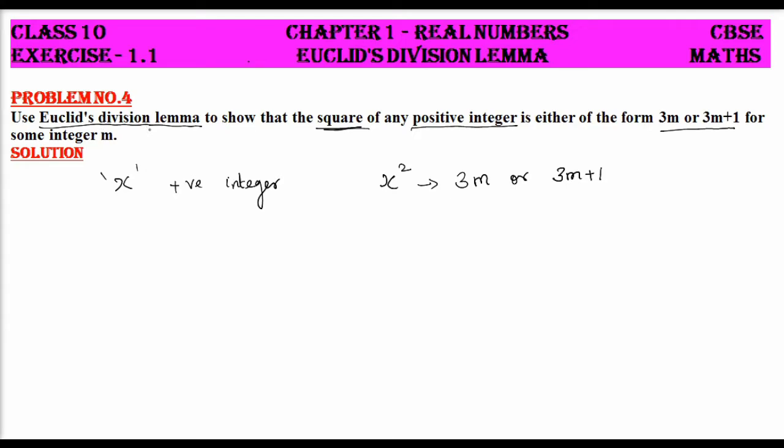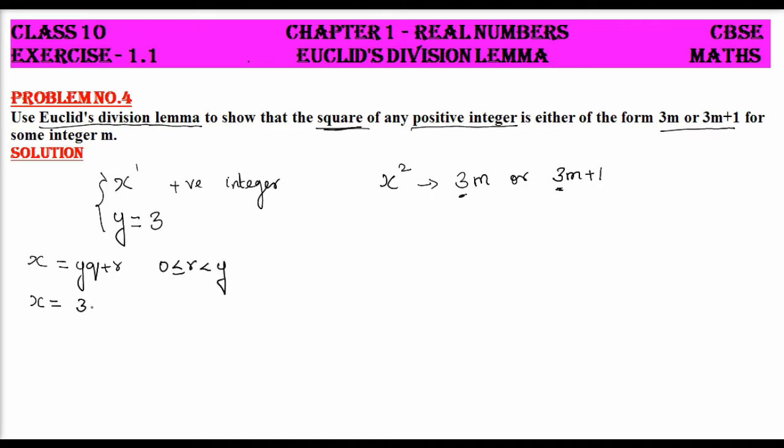So to apply Euclid's division lemma, I need one more integer. Already I have one integer x. That is a positive integer, it's given. So let me take y as the other integer. And what is the value of this y? I am going to prove it is of the form 3m and 3m plus 1. So let me take that y equal to 3 itself. So that when I apply Euclid's division lemma for x and y, I get two integers q and r such that x equal to yq plus r, where this r lies between 0 and y.